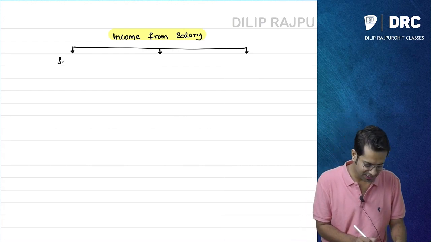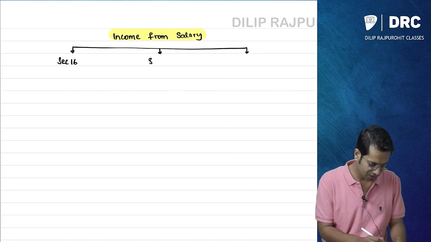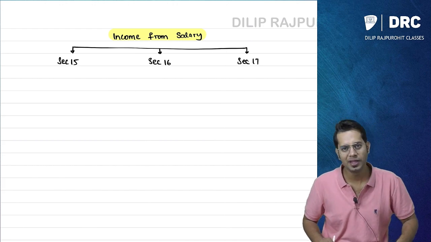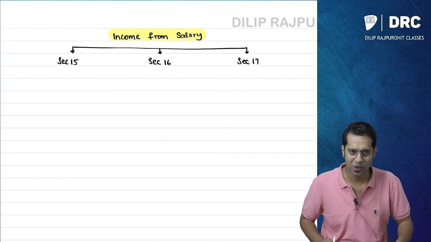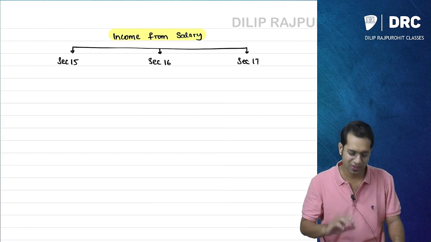So which are these 3 sections, sir? Section 15, section 16 and section 17. If you understand these 3 sections, this chapter is over.